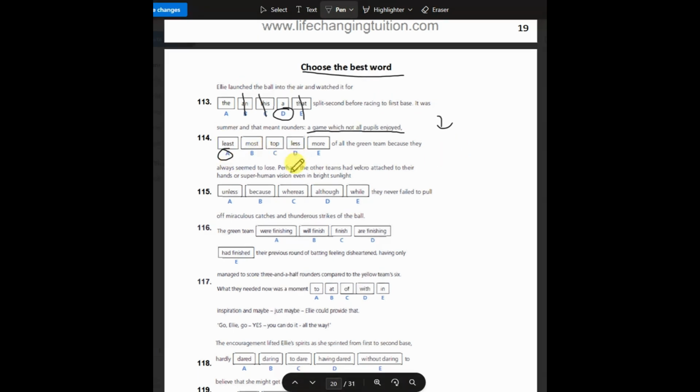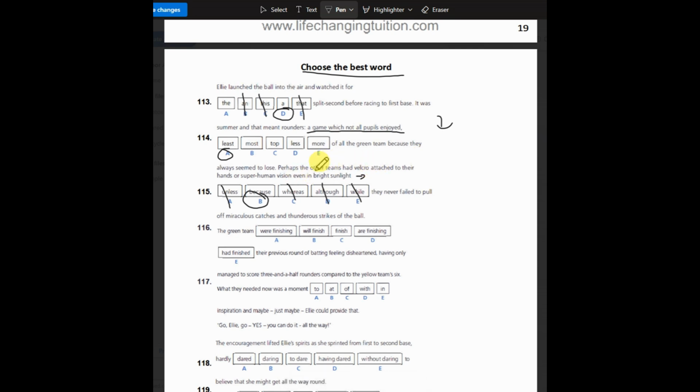All right. Question 115. Perhaps the other teams had Velcro attached to their hands or superhuman vision, even in bright sunlight. And then I think because they never failed to pull off miraculous catches, right? And you can see very clearly that it's asking for a reason. It says because. The other ones wouldn't work here. Whereas is trying to say for a different reason. Although, again, that's sort of in contrast. It's not giving a reason, it's giving you a contrast. While and unless, none of these work here. It's because they never fail to pull off.